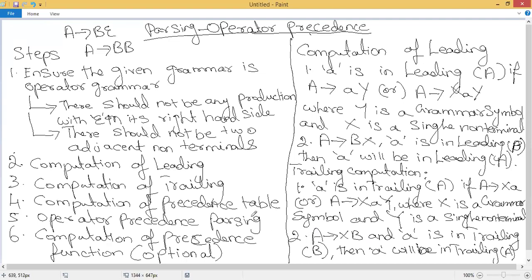In the next lecture, we will see the computation of leading and trailing and the performance of these steps with the help of an example.